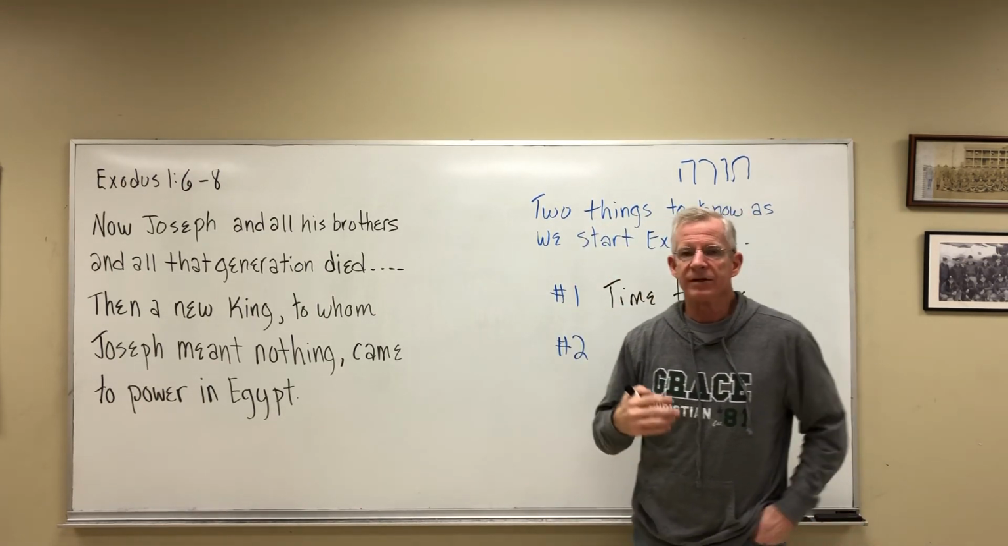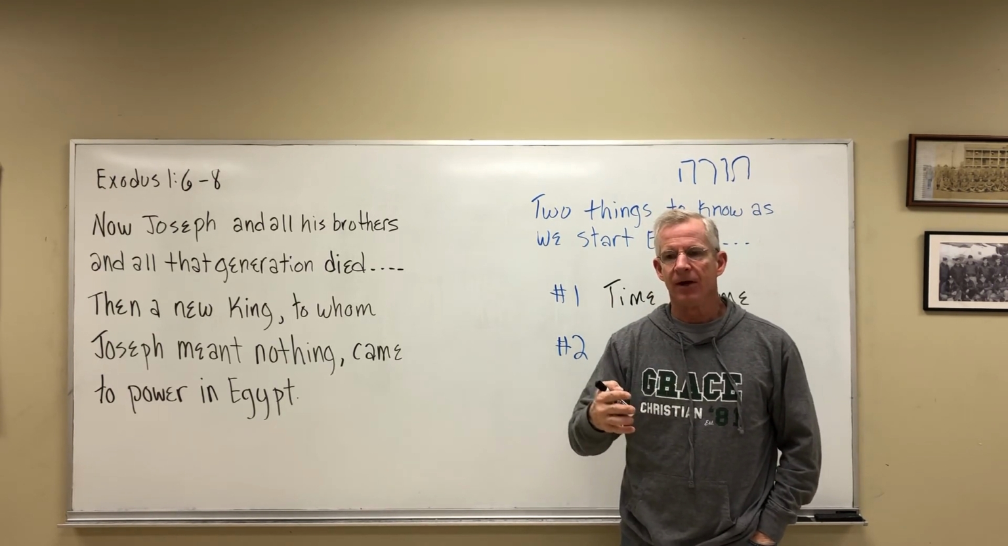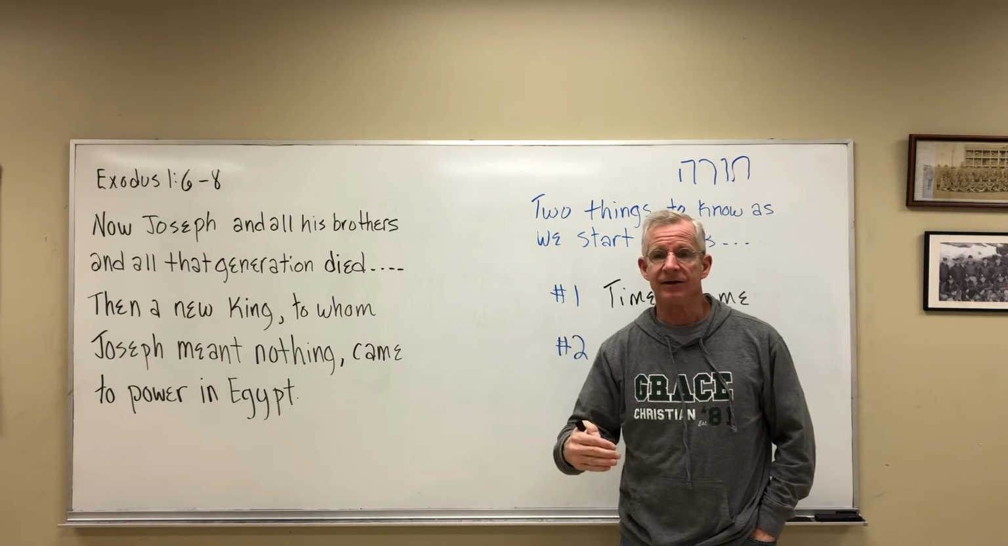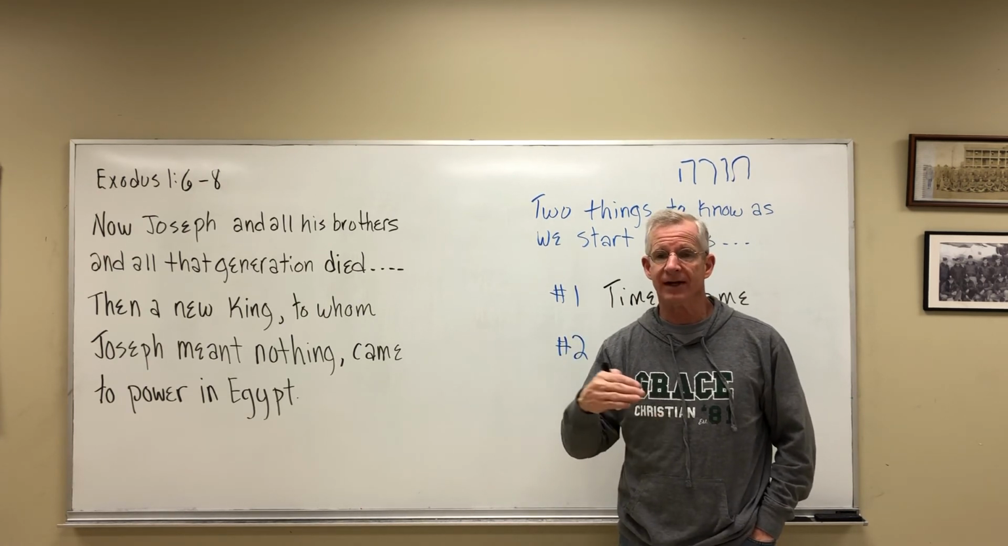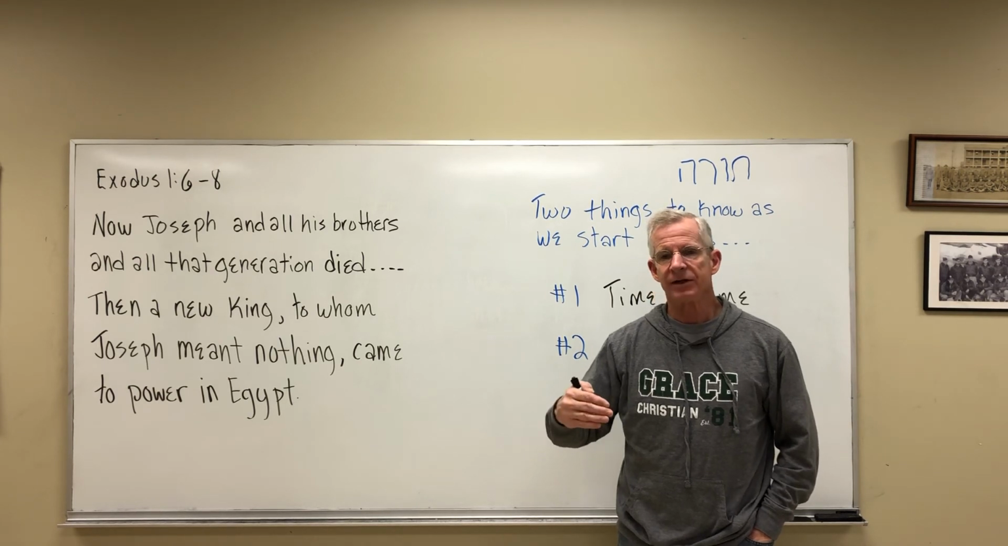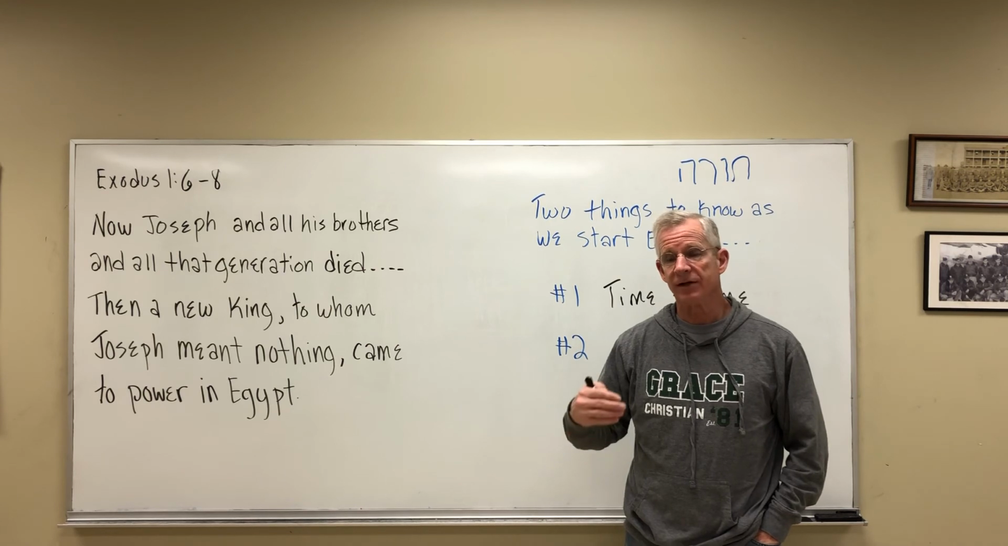Now, when we studied Genesis, we studied the family of Abraham. We studied the family of Abraham's son Isaac, and his sons that he had, the twins, Esau the oldest and Jacob the youngest. And then we studied the family of Jacob and his children, as he had 12 sons and 1 daughter.